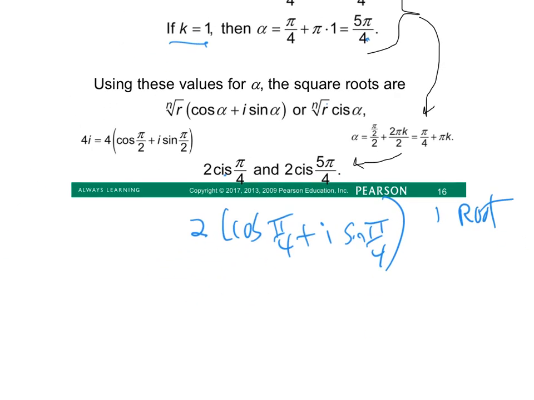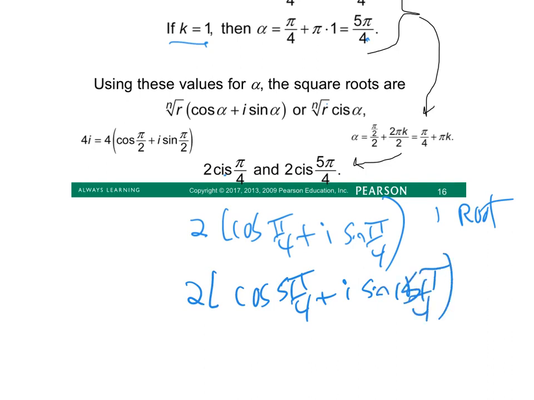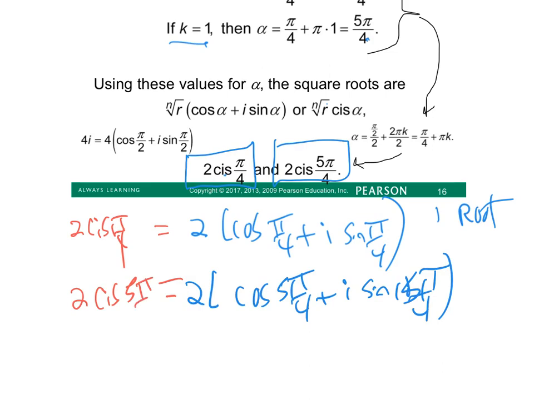Since it was a square root, I have the second one. 2 times cosine of 5 pi over 4 plus i times sine of 5 pi over 4. He abbreviated both of them. Why not? That's a lot less writing. Look at how much ink I just wasted. I should have just said equals 2 cis of pi over 4, equals 2 cis of 5 pi over 4.